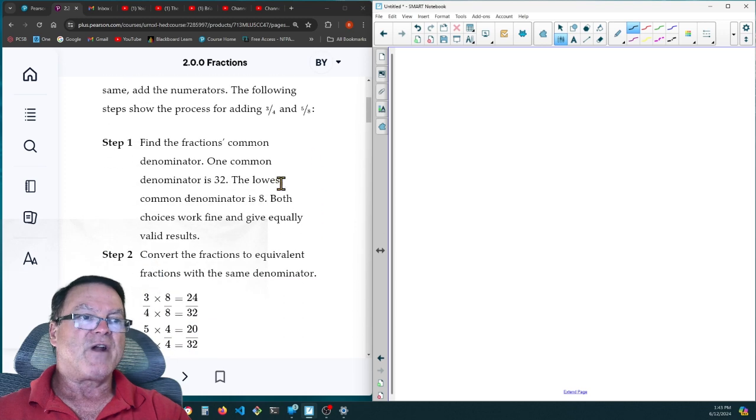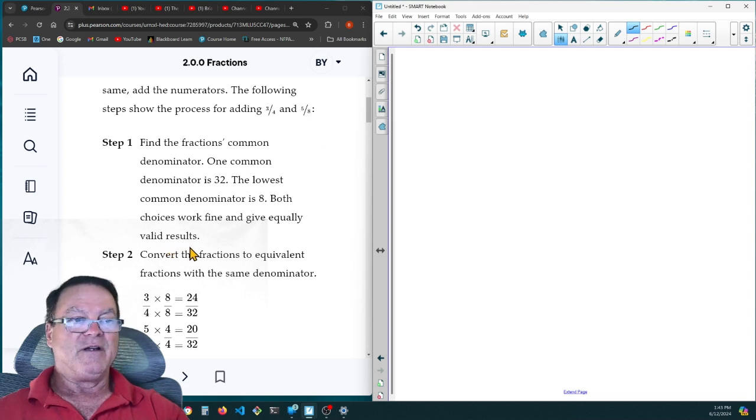So first, the fraction's common denominator. One common denominator is 32. The lowest common denominator is 8 because 4 goes into 8 twice. So both choices work fine and give equally valid results. I would say 6/8 plus 5/8 is 11/8.